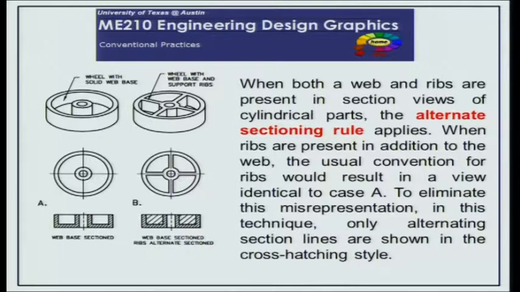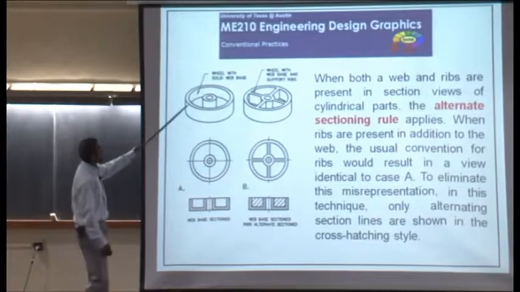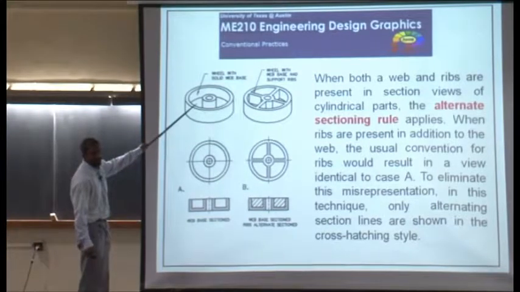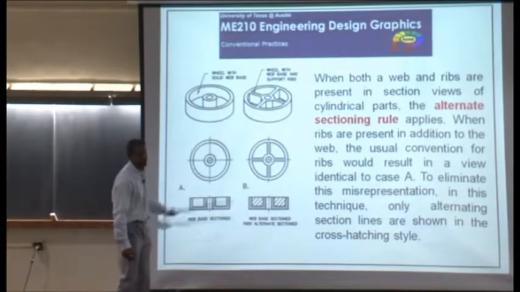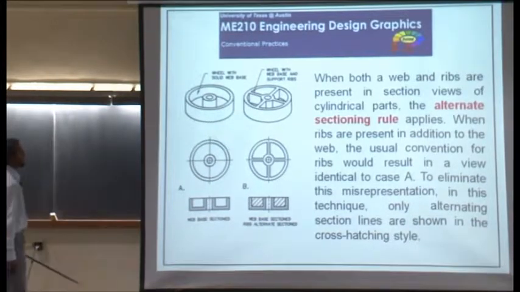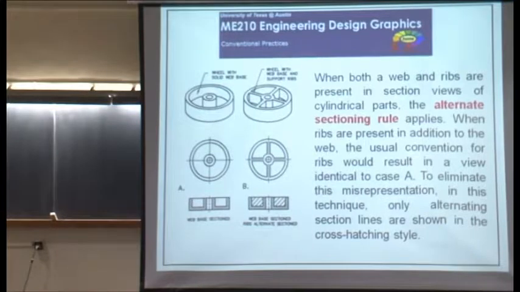Some more. When both the web and ribs are present in section views of cylindrical parts, for example, in this roller, you have got only the web but not spokes or ribs. But in this case, you have got both the web as well as spokes. Okay? When both a web and ribs are present in section views of cylindrical parts, the alternating sectioning rule applies, something that I have not talked about.